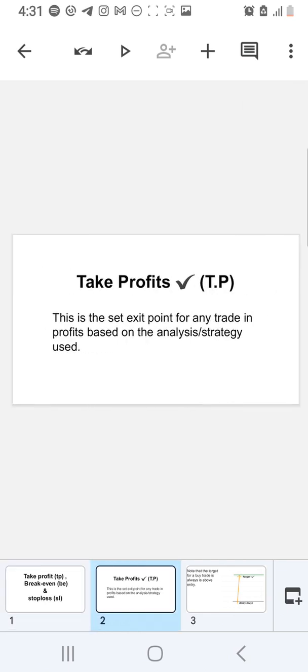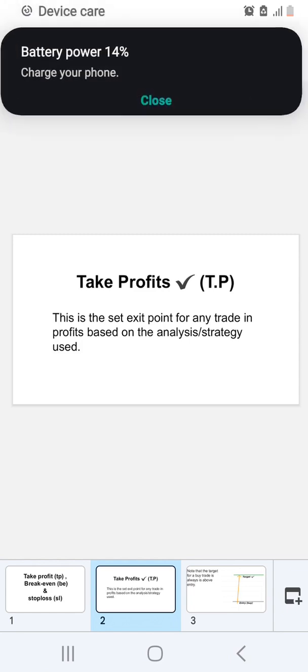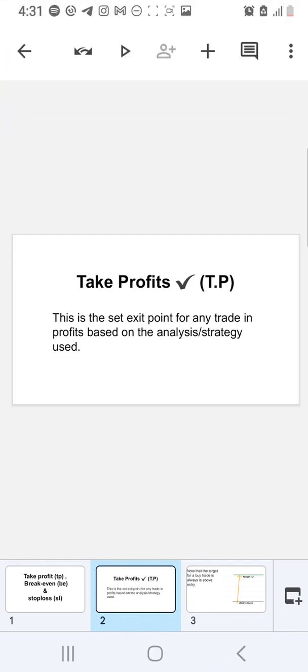Take profits. This is the set exit point for any trade in profit, based on the analysis and strategy. So when you exit a trade in profit based on your strategy, you are said to have taken profit. You're said to have hit your TP, your take profit, right? So your take profit is the exit point for any trade in profit. This is very important to know.